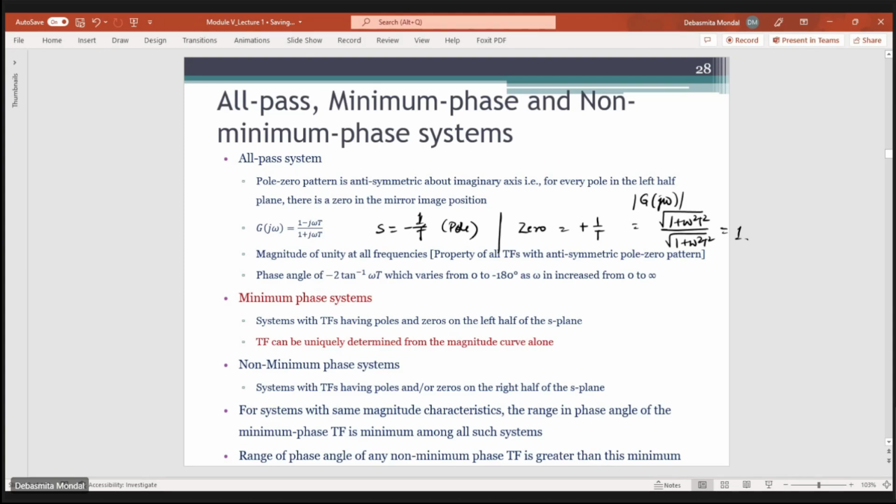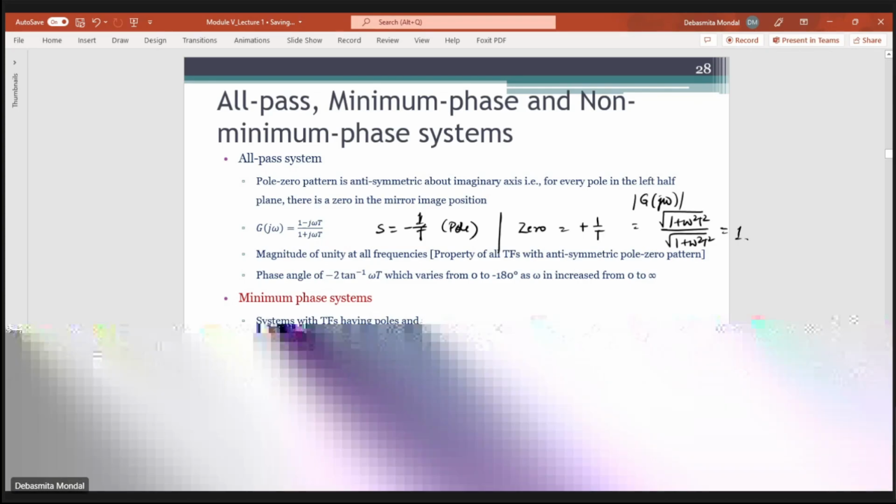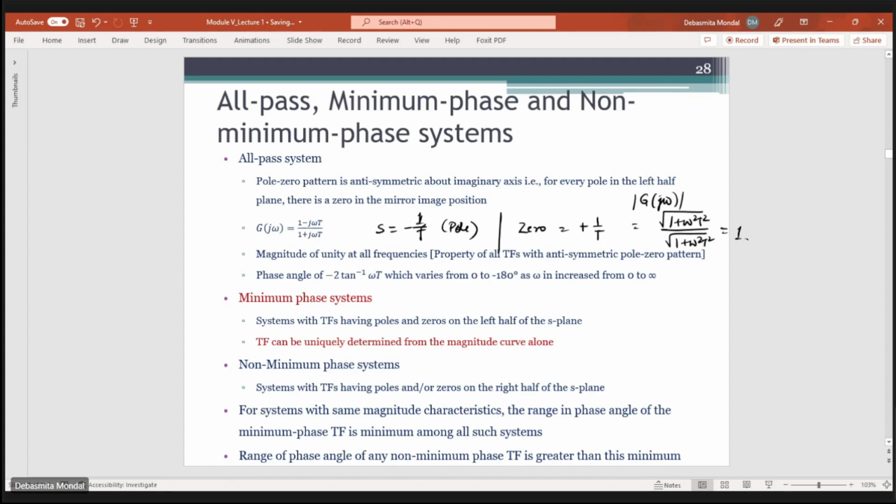Then we have something which is known as a minimum phase system. A system is called a minimum phase system if all the poles and zeros of the system lie on the left half of the s-plane. The property of a minimum phase system is that its transfer function can be uniquely determined from the magnitude curve only. We don't need to analyze the phase response curve in order to find out the overall transfer function of the system.